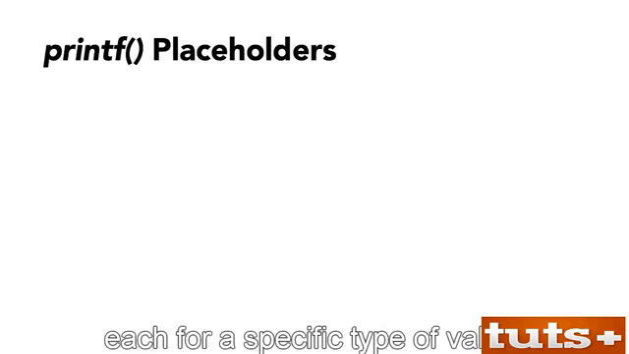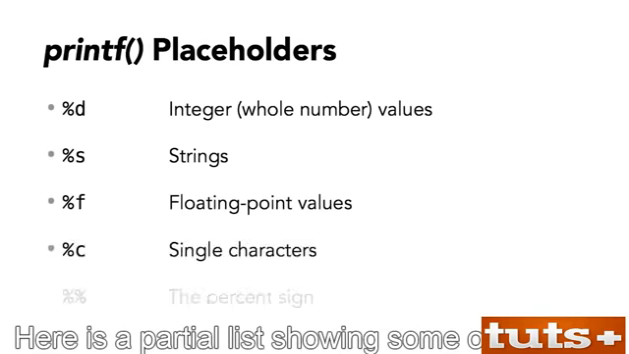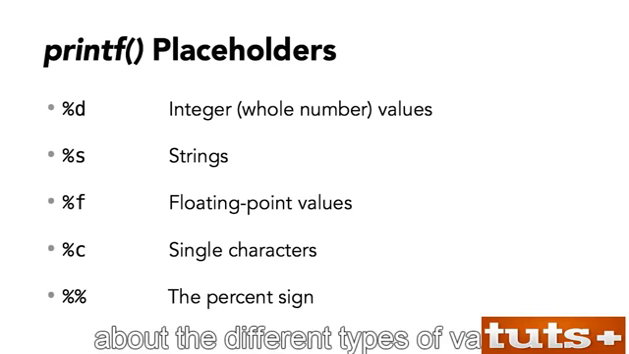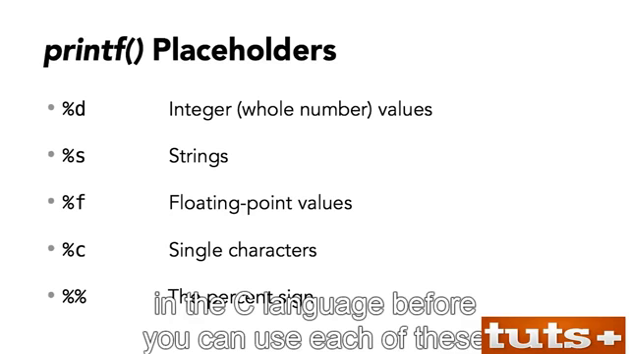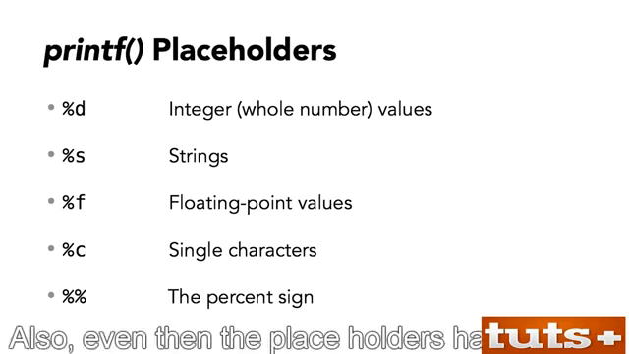The printf statement employs a swath of placeholders, each for a specific type of value. Here is a partial list showing some of the more common placeholders. It helps to know about the different types of values in the C language before you can use each of these, as well as understand the whole lot of them that aren't shown. Also, even then, the placeholders have options that I'll get into in a later movie.